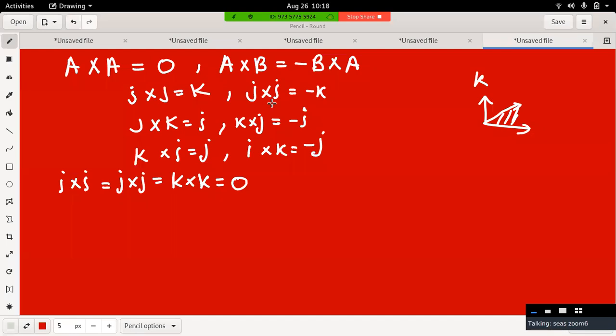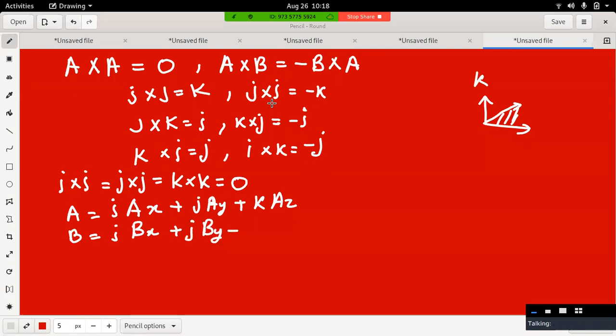And very similar to the vector multiplications, if there are two vectors which have been represented by, let's say, A and B, and then A is represented by its I component multiplied by AX plus J component AY plus K component AZ, and let's say another vector which is B is IBX plus JBY plus KBZ, then their cross product A cross B can be determined by using the determinant.